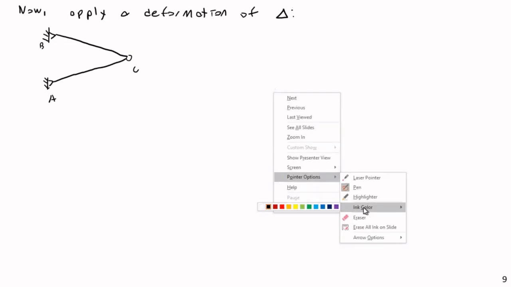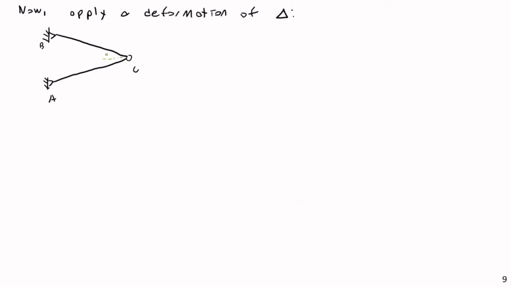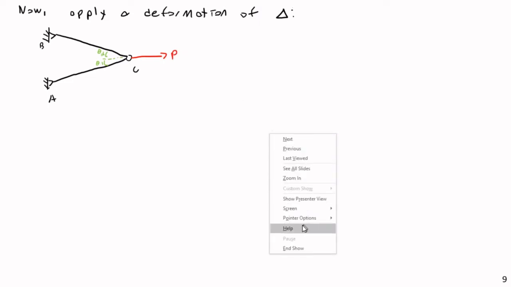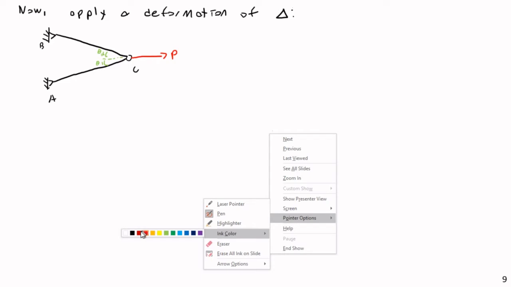So we have joints A, B, and C. No change there. And the loads aren't going to change here. I'm still going to have my theta 1, theta 2, and my load P here. But now I'm going to force this thing to move through an external deformation delta.